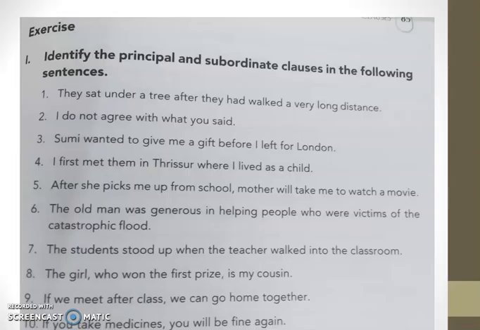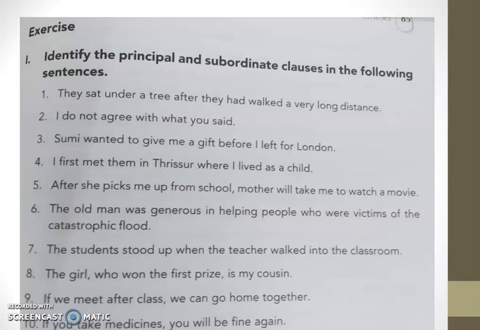Coming to the seventh question, the students stood up when the teacher walked into the classroom. It can be split into two parts. The students stood up is one part. When the teacher walked into the classroom is another part. The first clause, the students stood up, is the independent clause. When the teacher walked into the classroom is the dependent clause.